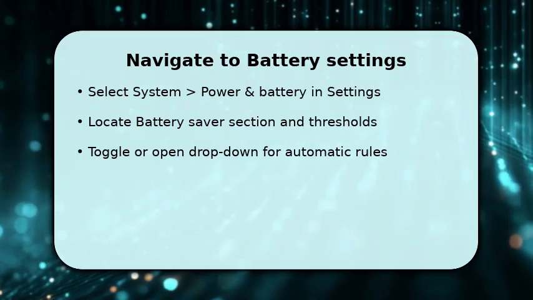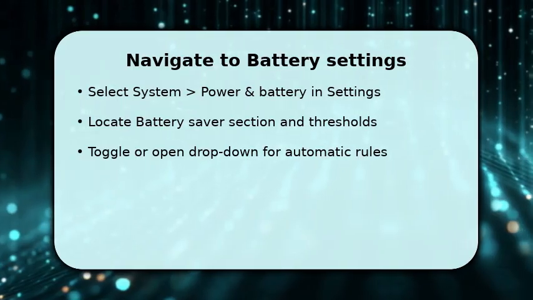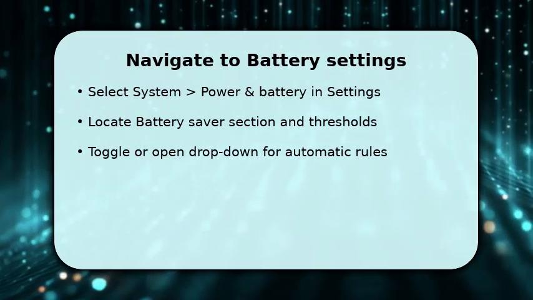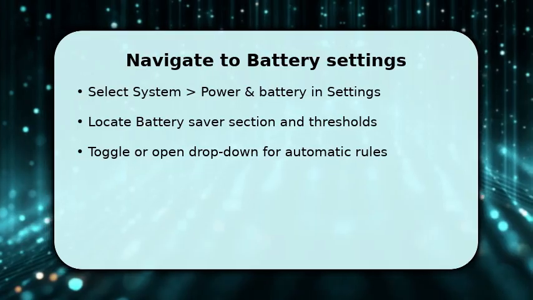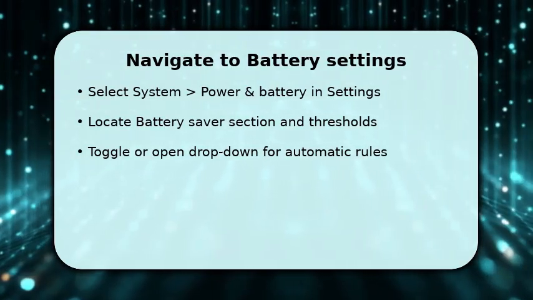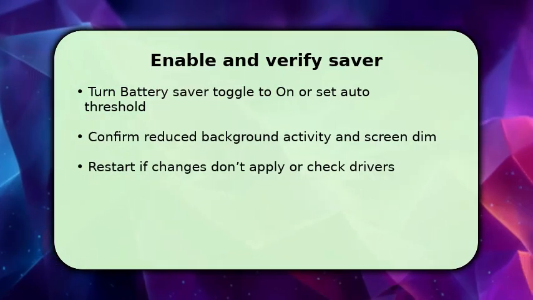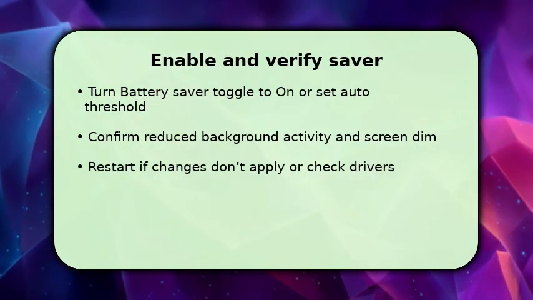Change the slider or choose a different percent if you want earlier activation. If you prefer manual control, keep the automatic rule off and use the toggle. These steps control both immediate and automatic activation. Now turn Battery Saver on or set the automatic threshold to the percent you want. This reduces background activity and typically dims the screen to save power.